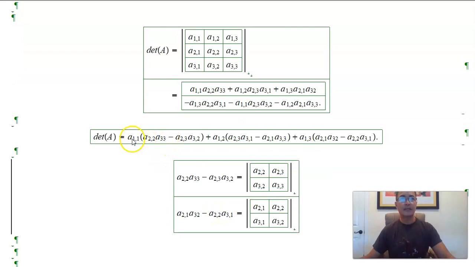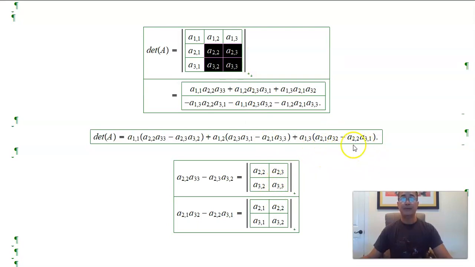Okay, so let's write down what I just said. Let's factor out the A11, and you're left with this pair, A12, this pair, and A13, this pair. Can we think of these pairs as 2x2 determinants? Let's look at the first pair, A22, A33 minus A23, A32. So yeah, you can rewrite it as a 2x2 determinant, but more importantly, where do we see that submatrix? That's right there: 2, 2, 2, 3, 3, 2, 3, 3.